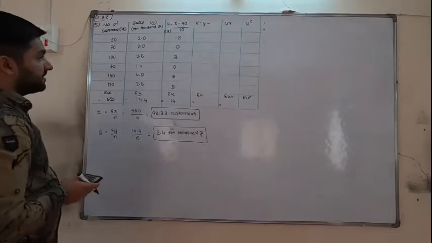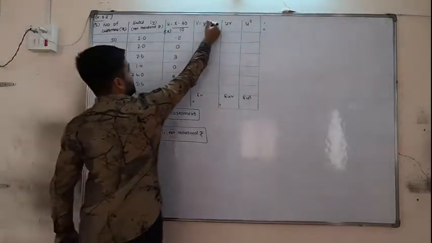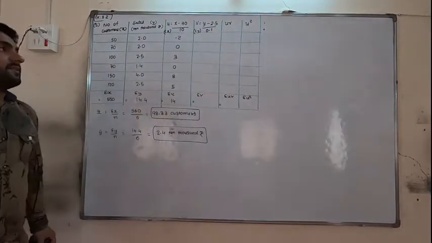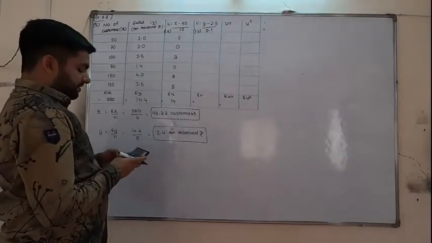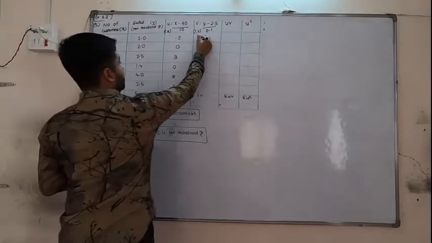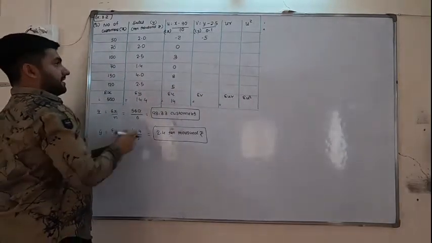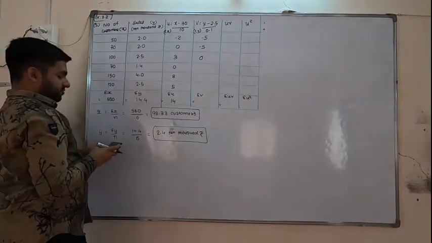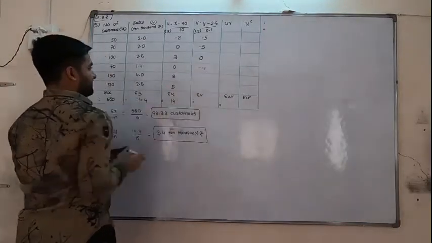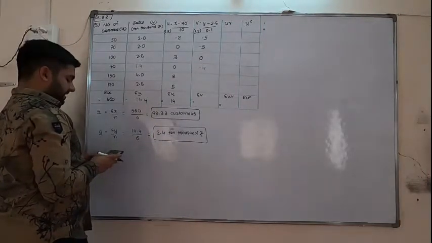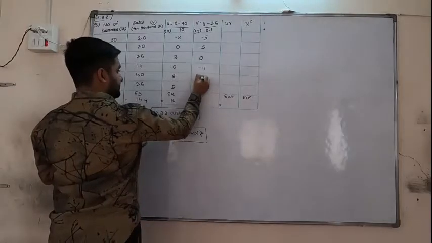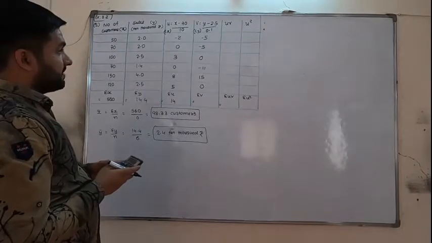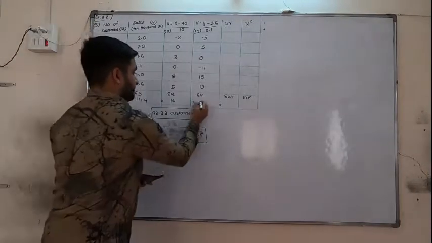Now for y, the nearest value is 2.5 and that is repeating, 2 also is repeating. So 2.5, each value has 1 decimal, so 0.1. That is the c value. Now 2.0 minus 2.5 divided by 0.1, minus 5. Again minus 5 because same value, then it will be 0. Now 1.4 minus 2.5 divided by 0.1 is minus 11. 4.0 minus 2.5 divided by 0.1 is 15, and here it will be 0. So minus 5, minus 5, minus 11 plus 15, minus 6.